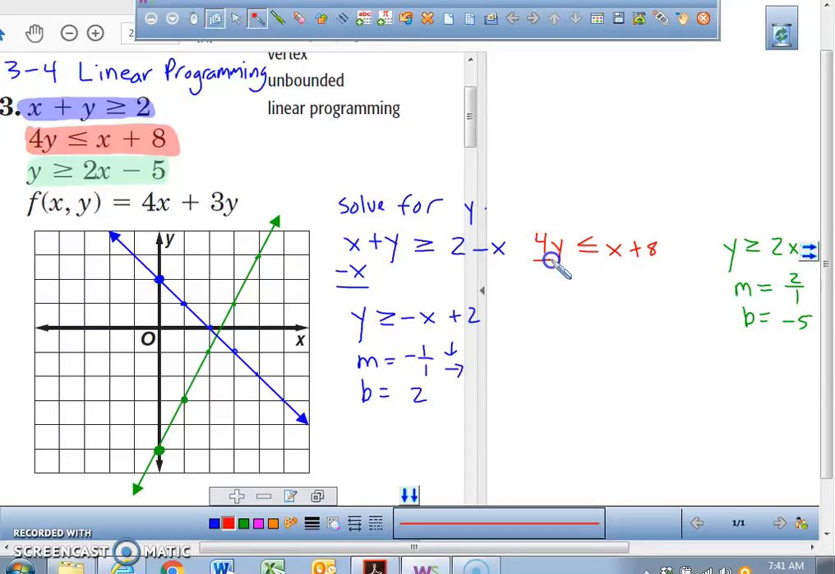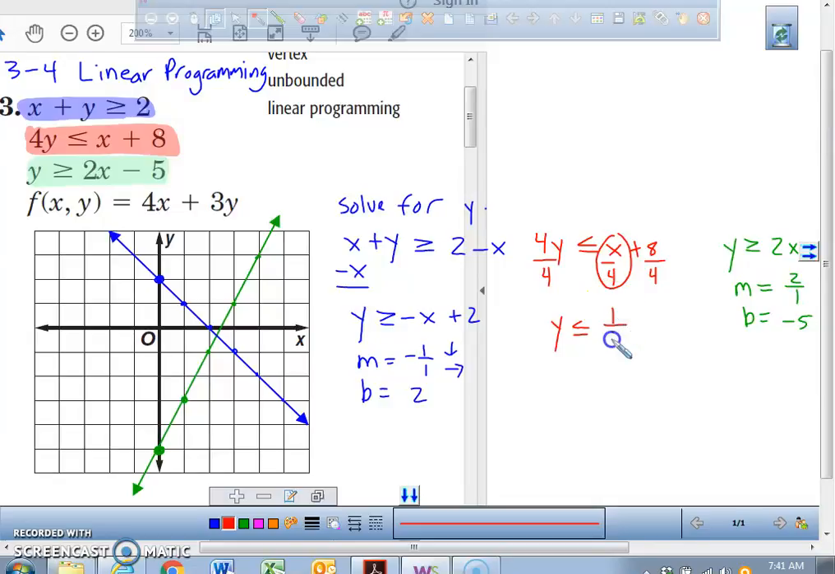And last but not least, this one, all you have to do is divide everything by 4. That's right. So y is less than, now, this is where sometimes it gets tricky. X over 4, what is that the same as? That's right, 1 over 4, x. And 8 divided by 4 is 2. What's our slope? 1/4, which means I have to go up 1 unit and over 4 units to the right.